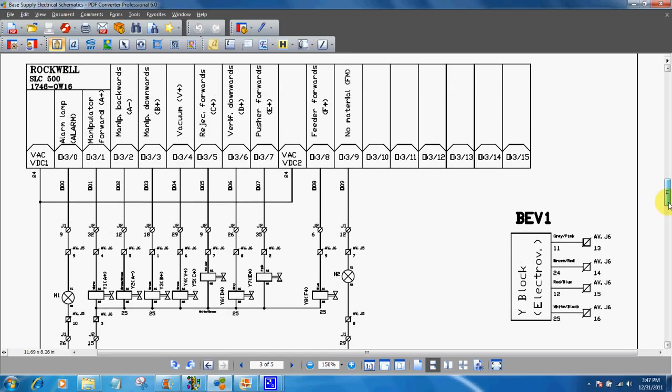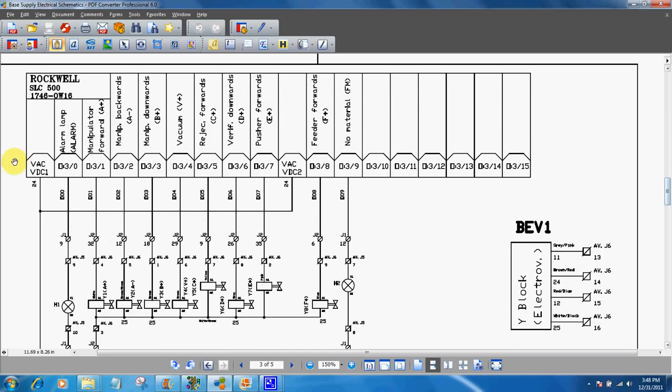And these are our outputs. And our outputs start with O:30, with it being an alarm lamp. And this, of course, is the IEC symbol for an alarm. This is our manipulator forward, and this is a solenoid. And we can look at it and determine that it is a single solenoid valve, so it means it only has one coil on it.